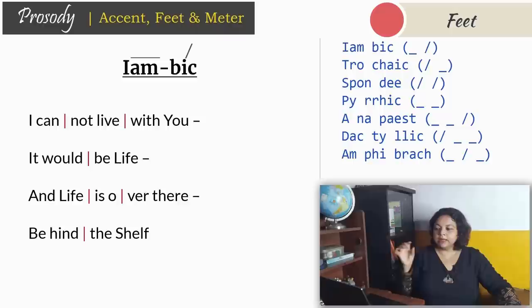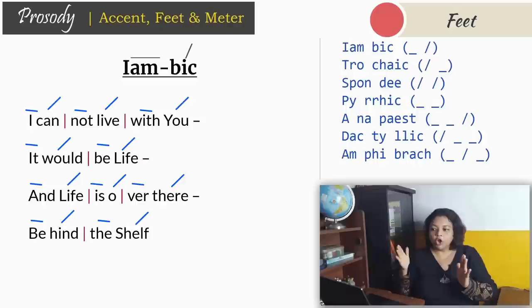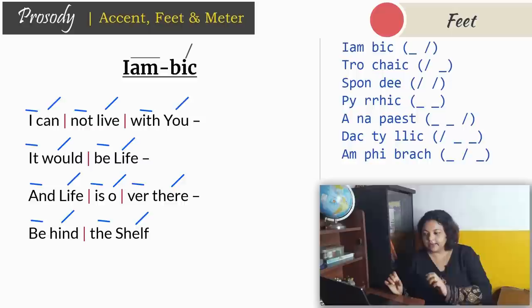Now, after you have broken this into syllables, you can see that you have one unaccent, then accent, then unaccent, then accent, then unaccent, then accent. Okay, you're getting a pattern here. So if we just put strokes after I can, then after live, then you are breaking the line into regularly recurring patterns, right? Each of which is giving you something like an unstressed syllable and then a stressed syllable.